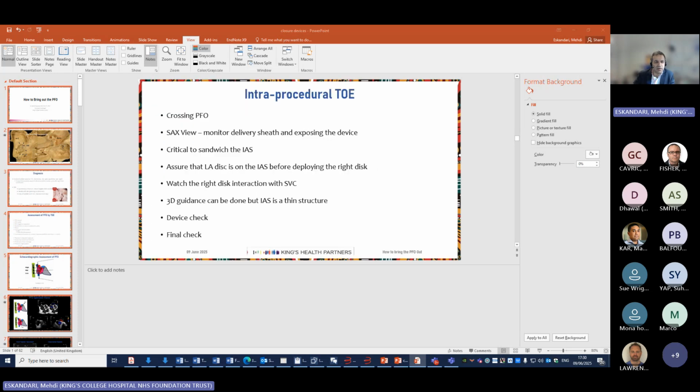So intraprocedural TOE helps with crossing the PFO. It really goes through if it's a big one, but if it's small, sometimes they need a bit of guidance and it will help. And then you will get a short axis view to monitor the delivery of the sheath and exposing the device. And essentially, you want to see the device is coming back against the septum, because you don't want to deploy both discs in the right atrial side, obviously. And then the right atrial disc comes, and then you check for shunt, and the procedure is done.